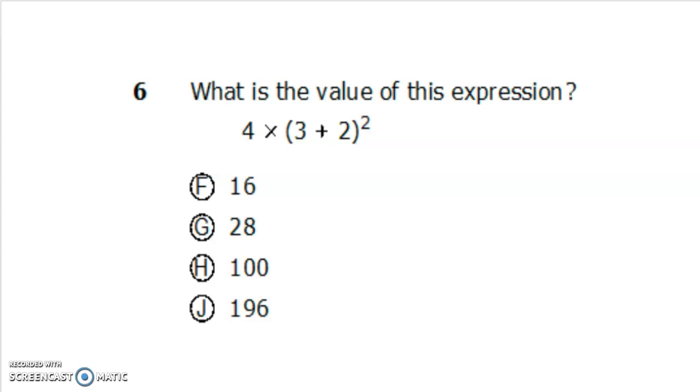Number 6. What is the value of this expression? 4 times 3 plus 2 squared. F. 16. G. 28. H. 100. J. 196.